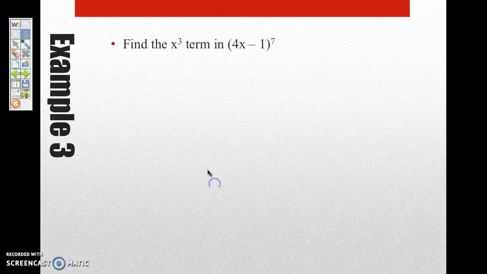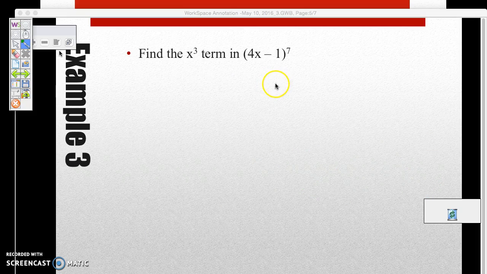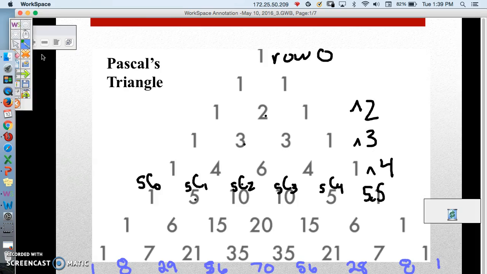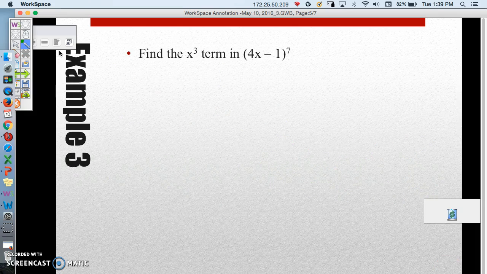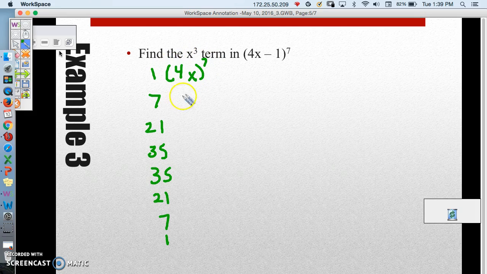All right, so one more that we're going to take a look at here. We have to find the third term. So we're looking at row 7. So row 7, 1, 7, 21, 35, 35, 21, 7, and 1. And we're looking for the x cubed term. Well, let's see. This would be to the 7th, to the 6th, to the 5th. This would be 4th. So we're really looking for this one.